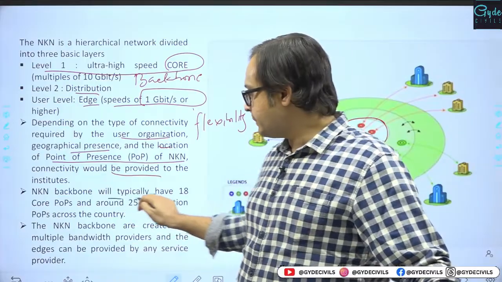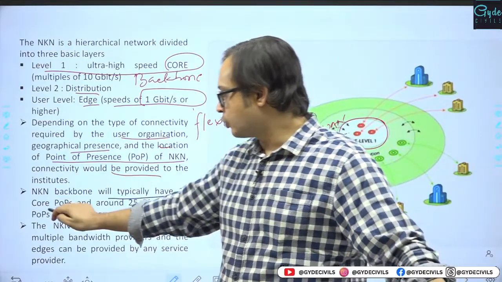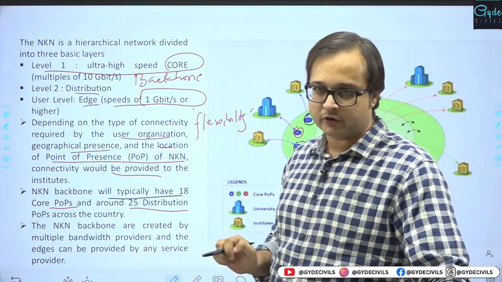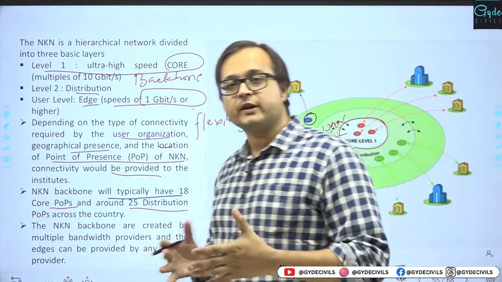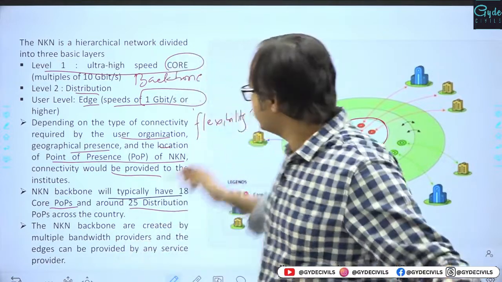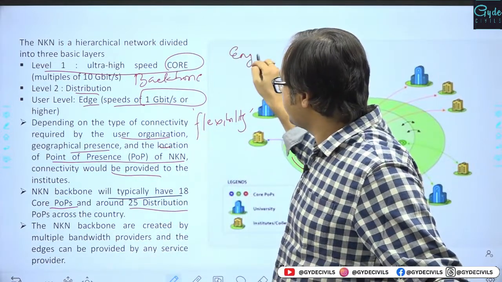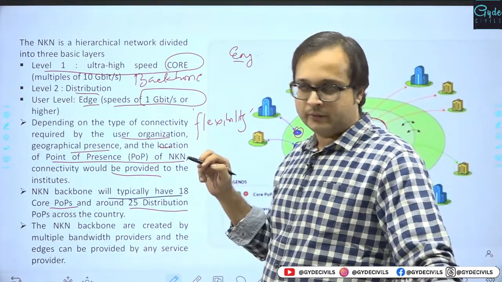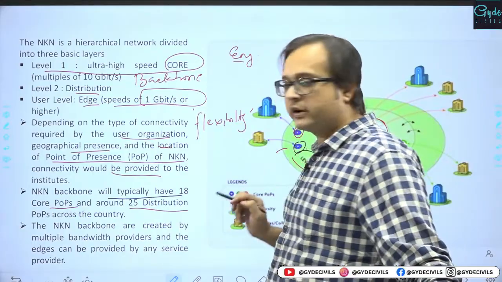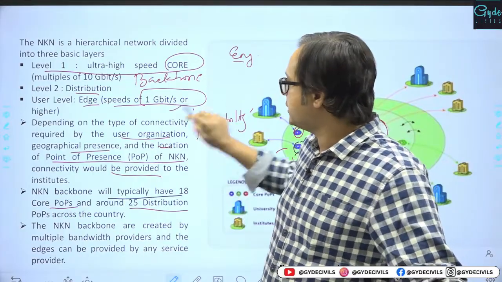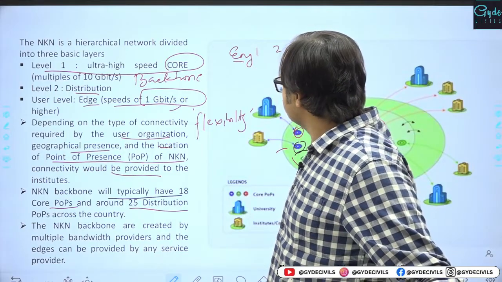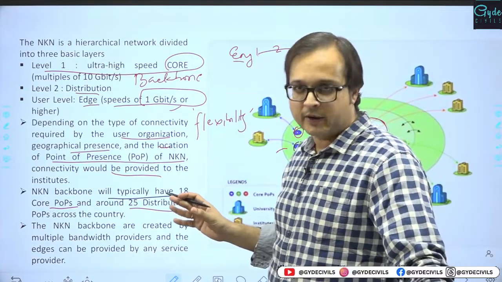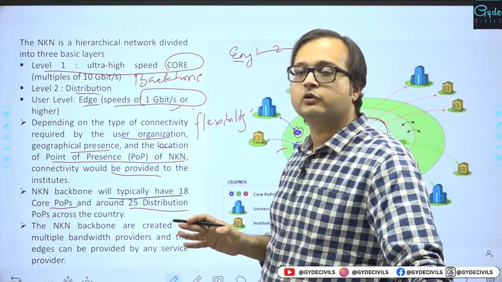The NKN backbone will typically have 18 core point-to-point connections and around 25 distribution point-to-point connections also. Now, depending upon which way the institute is present, for example, engineering colleges in a particular area, right? There are say 5 engineering colleges, all of them need to connect together. Then they can be connected to a distributor's edge also, to the level 3, where engineering colleges number 1, 2, 3, 4, 5 can all be held over the level 3 and are all interconnected. That's how the interconnection of the colleges can also be placed, right?